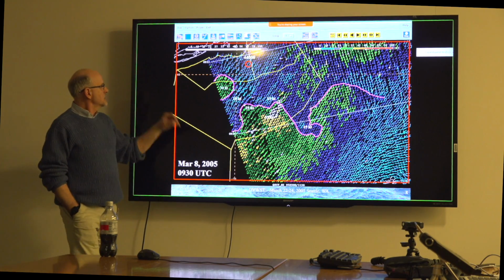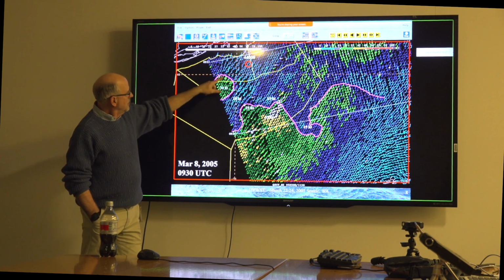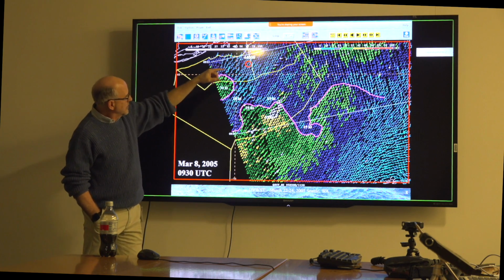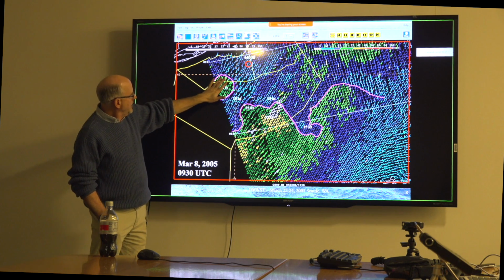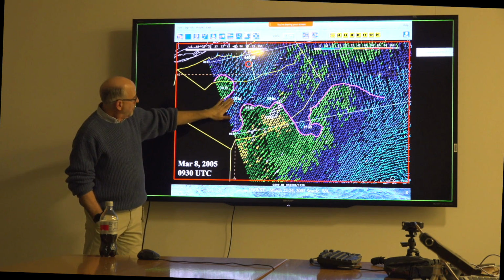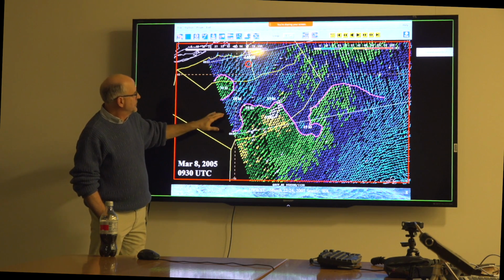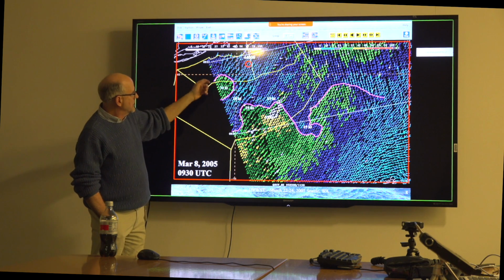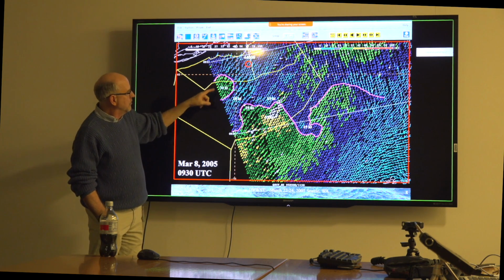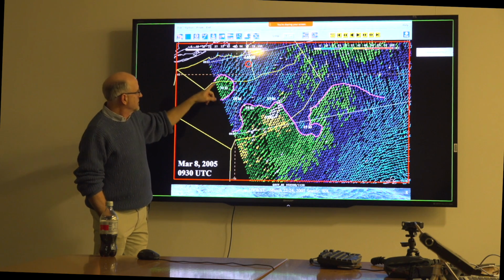So this is the QuikSCAT day. Remember there was an eddy up here. Here's an area of 30 knots of wind, the color scale is in the upper right. Right in here is an enhanced area. There are weaker surface winds, or the reflection of the wind at the surface is much weaker than it is here. And that aligns fairly well with, you'll see in the next slide.